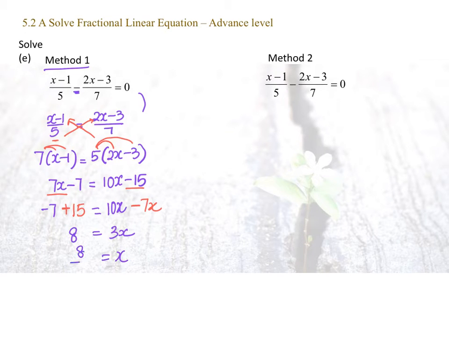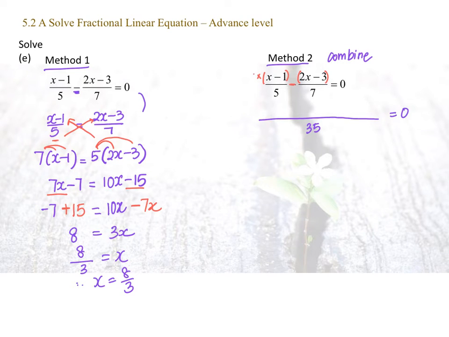Okay, the next method, method 2, we'll be able to combine these two terms into one single fraction. Now take note that there is more than one term in the numerator, and there's a subtraction sign. So when we have subtraction, the sign can change. So the denominator for the LCM will be 35. And we multiply 7 to our numerator over here, and 5 to the other side. So this will be 7 times (x - 1).